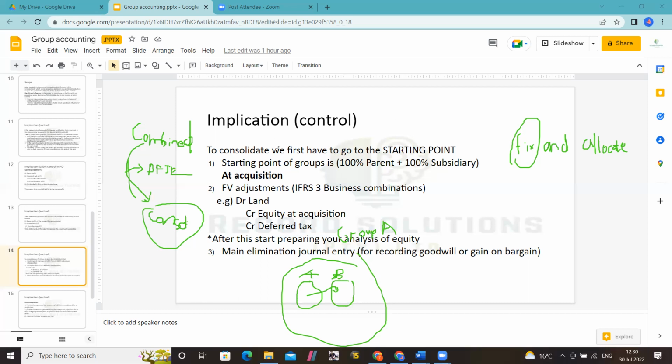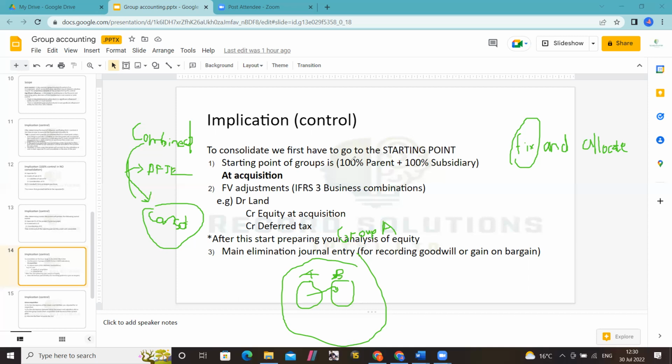Because in most questions, they're going to ask you to prepare pro forma journal entries, right? Now, like I said, pro forma journal entries are to fix and allocate. When you are doing these combined journal entries, are you fixing and allocating? No. You are just adding the parent to the subsidiary. That's why it's not a pro forma journal entry. So let's start. Right now, you've added both of them together.